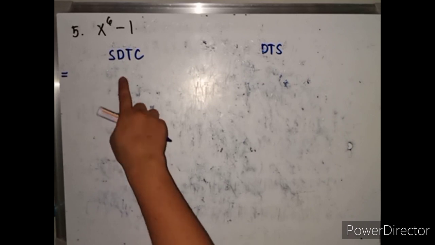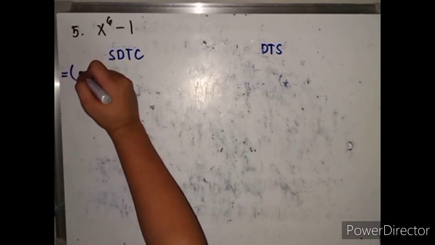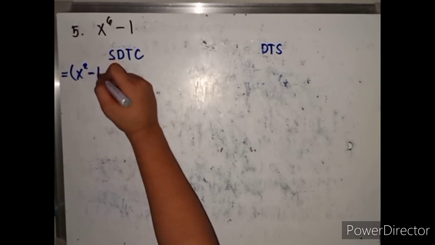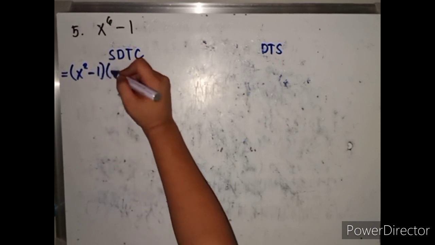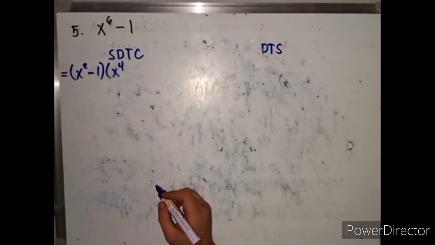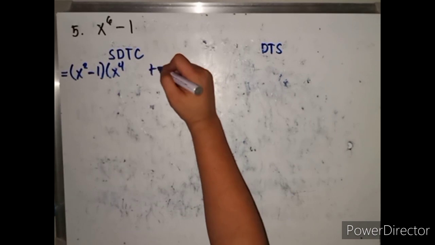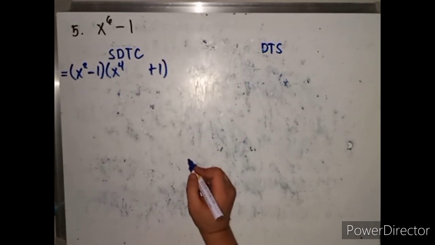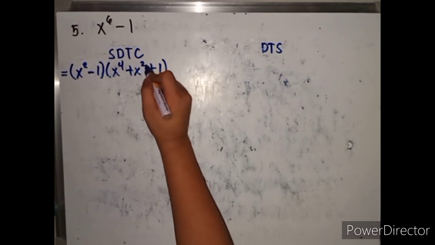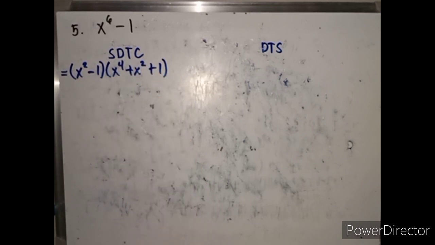Okay, let's try. SDTC, so cube root of x to the 6 is x squared. Minus cube root of 1 is 1 also. Let's get our trinomial. Square the first term, so we have x to the 4th. Sa dulo, square the second term, positive 1. Middle term, we have positive x squared. I-multiply silang dalawa pero kabaligtaran ng sign. Okay.